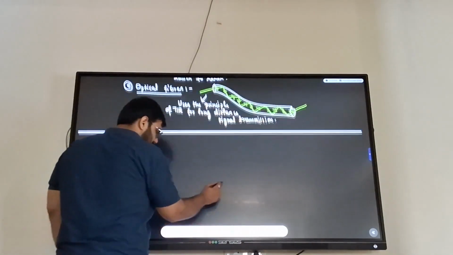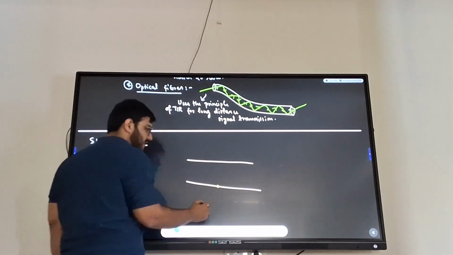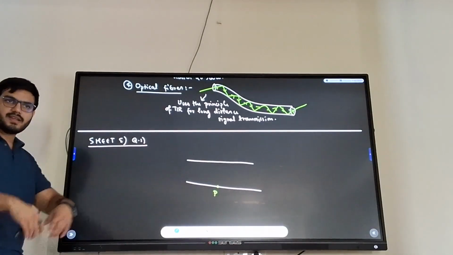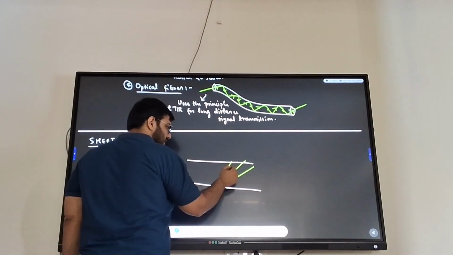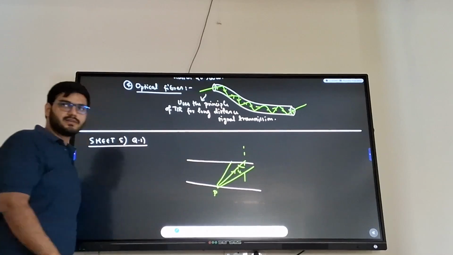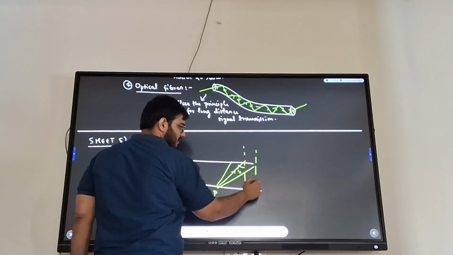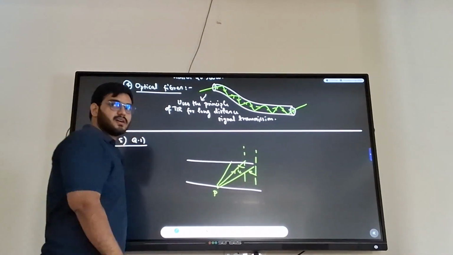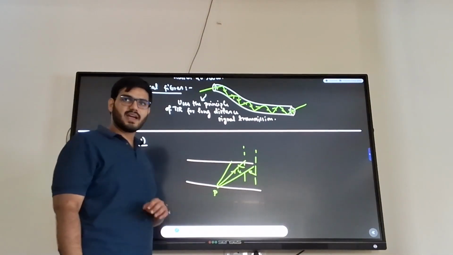You have a water body, something like this, and at the bottom part there is a point source P. This will give off rays in all possible directions. Let's say one of the angles, this angle is coming out to be IC. If you go for further rays, is this angle greater than IC or not? That is greater than IC. For that, TIR will occur? Yes or no? For that TIR will occur.